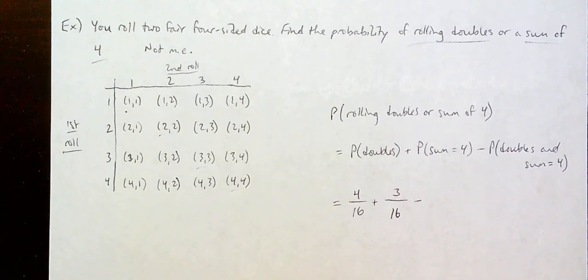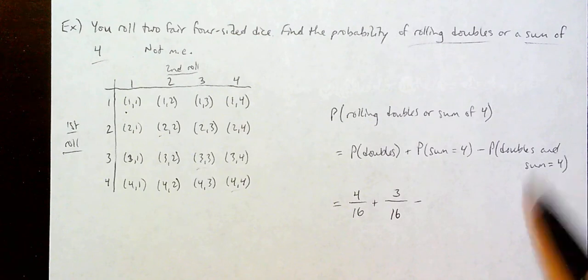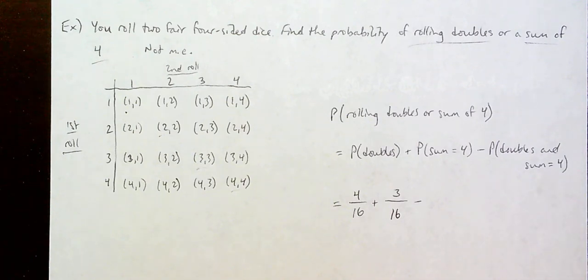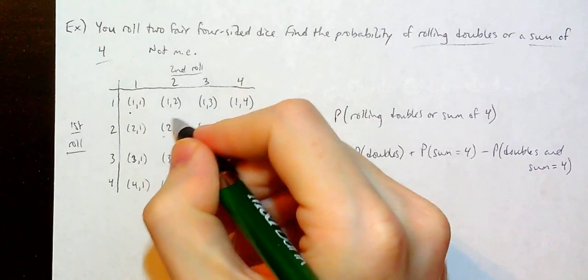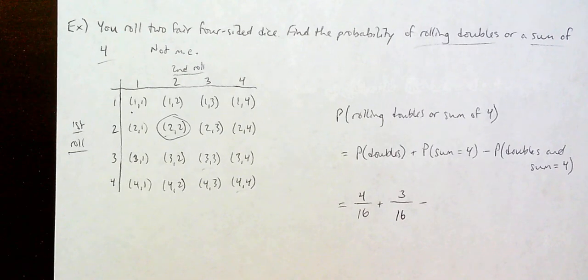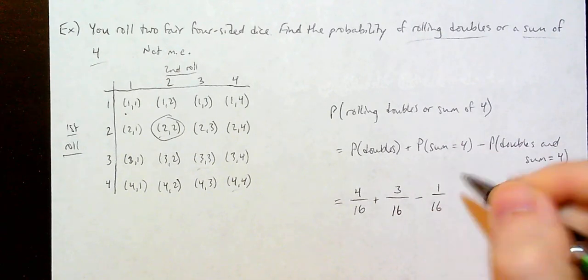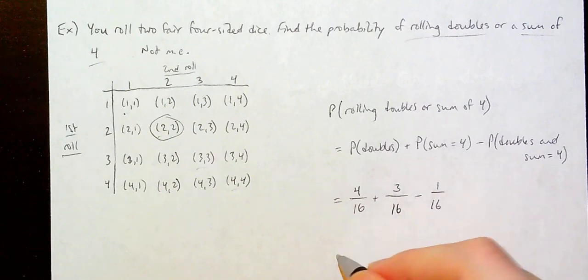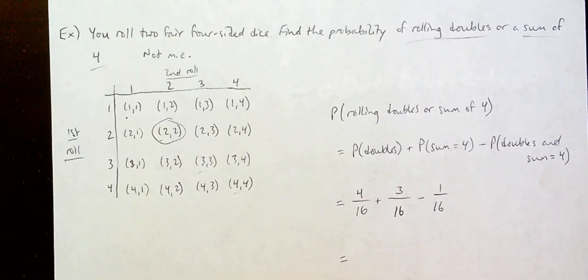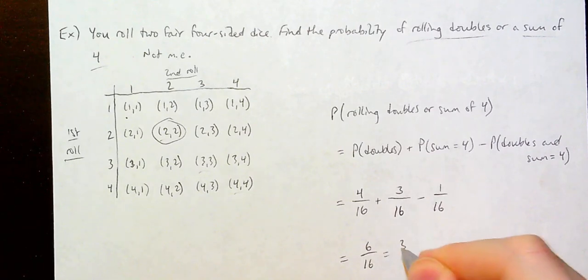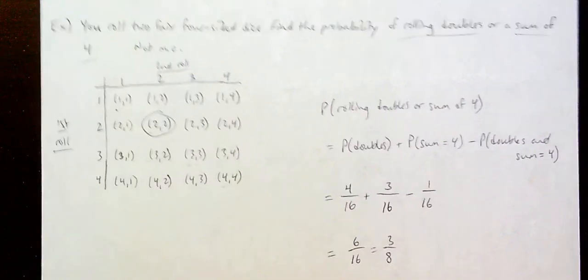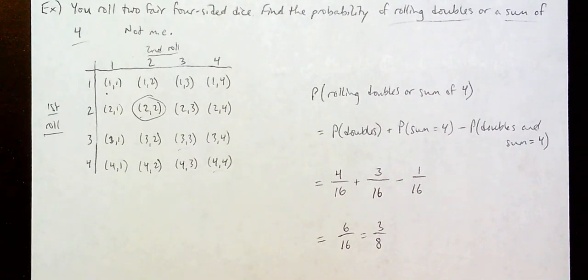And now minus the probability that what you rolled in your 2 rolls is a double and the sum is 4. Well, there's only one possibility there. It's 2, 2. That's the only way we can get a double and have the sum of the 2 numbers being 4. So that's going to be 1 out of 16, or 1 over 16, I should say. So add and subtract these guys. We get 6 over 16, or 3 over 8. And that is the probability that we would roll doubles or get a sum of 4 in our two rolls.